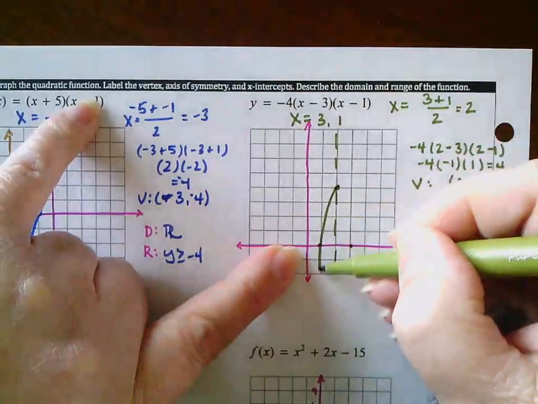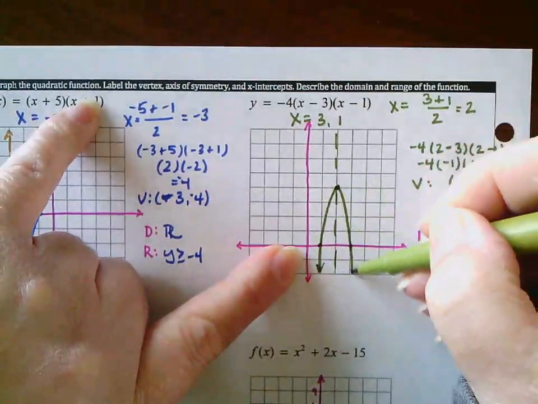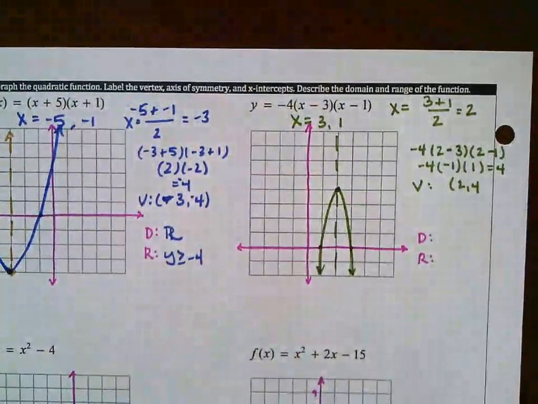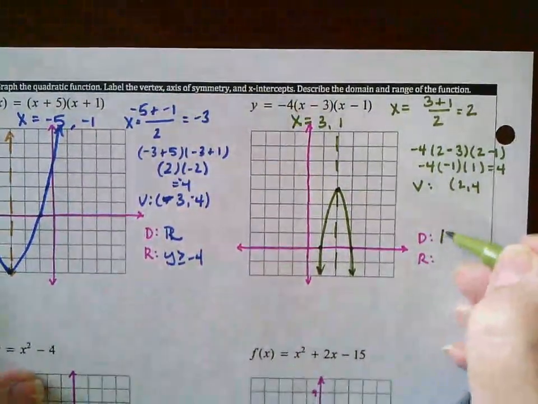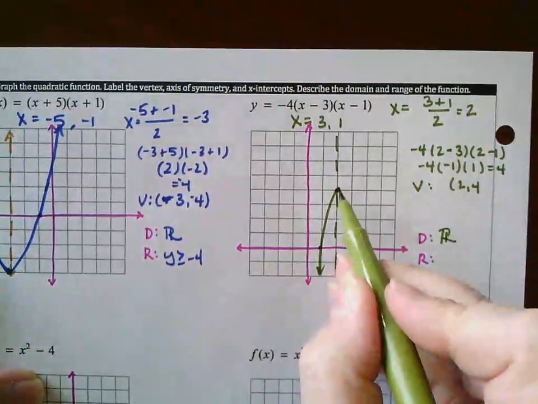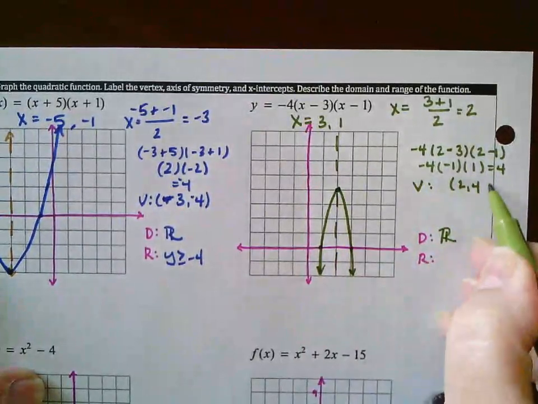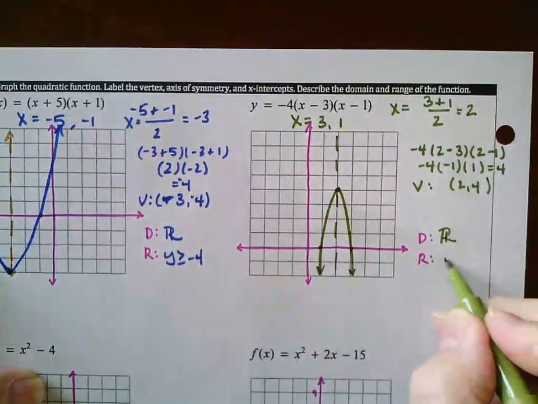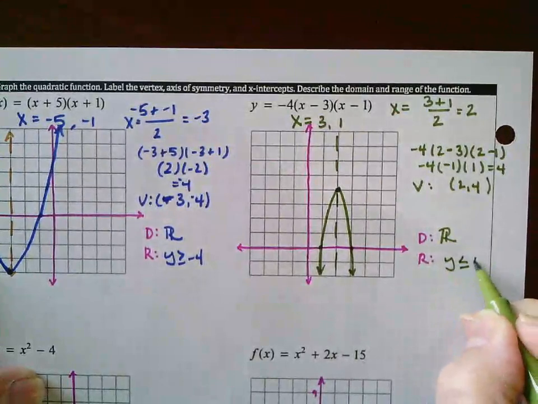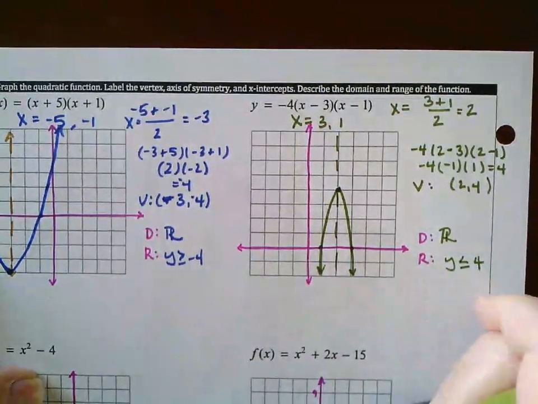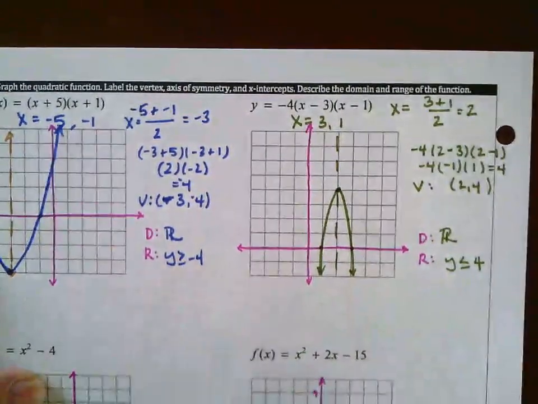So it's going down fairly quickly. My domain is all real numbers, and my range is that y value right there. So all values less than or equal to 4, because it's going down. So it's less than versus this one, which was greater than.